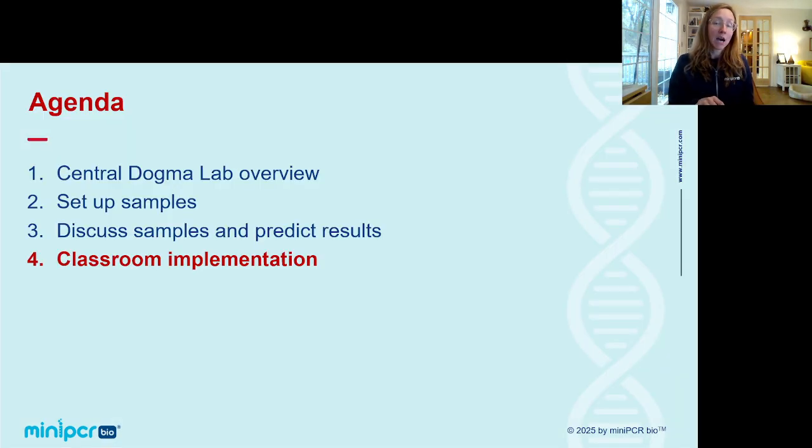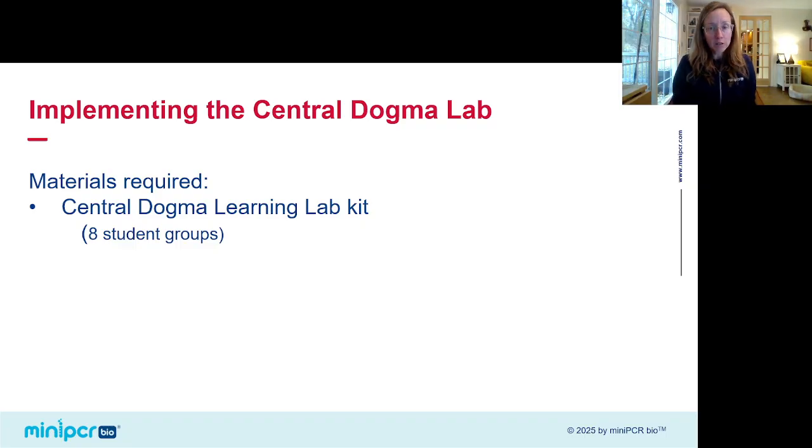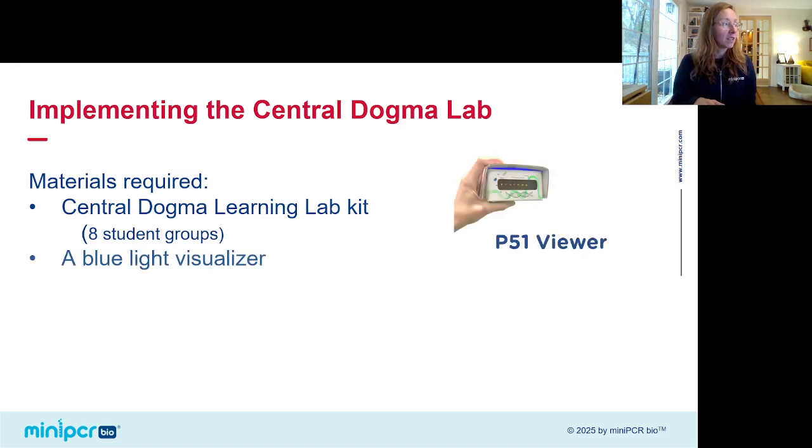At this point, I now want to talk about classroom implementation. What would it take to bring this lab to your students? In terms of materials, you'd need a Central Dogma Learning Lab kit. That includes reagents for 8 student groups. In terms of hardware, you need a blue light visualizer. You need some way to visualize the fluorescence in your samples.